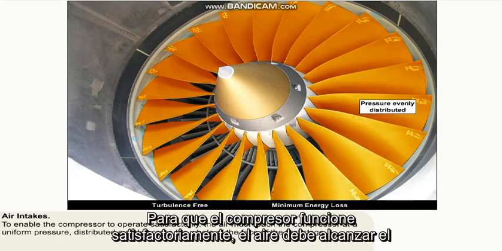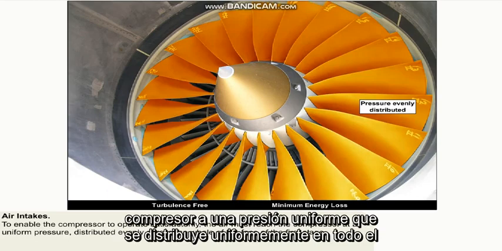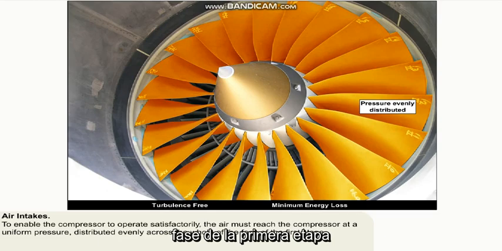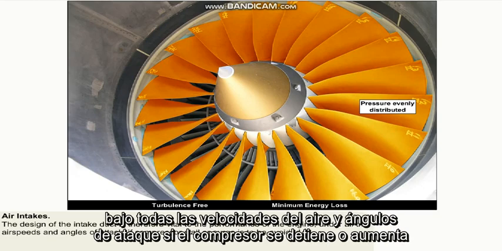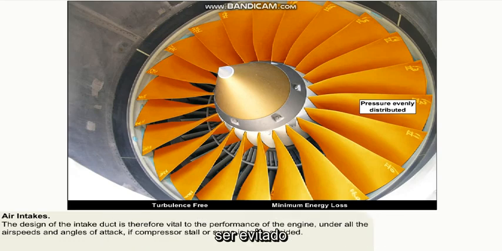To enable the compressor to operate satisfactorily, the air must reach the compressor at a uniform pressure, which is distributed evenly across the whole face of the first stage. Thus, the design of the intake duct is vital to the performance of the engine, under all air speeds and angles of attack, if compressor stall or surge is to be avoided.